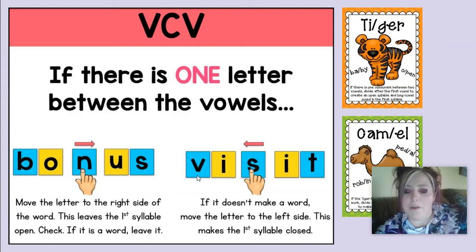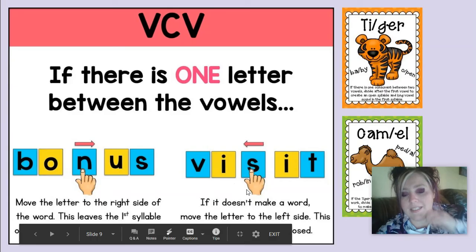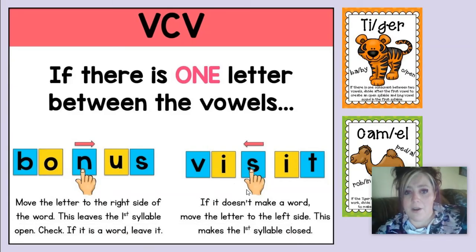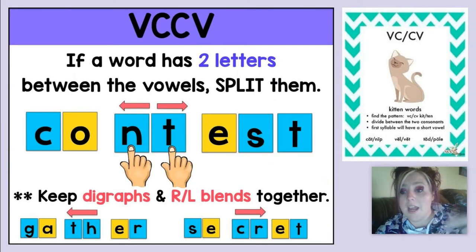Great. We're going to look at this one. We're going to try it open first. Vi, sit, sit. Doesn't make sense. So let's try it again. Vis, it, visit. Made sense. Sometimes we got to give it a second go. Let's keep moving.